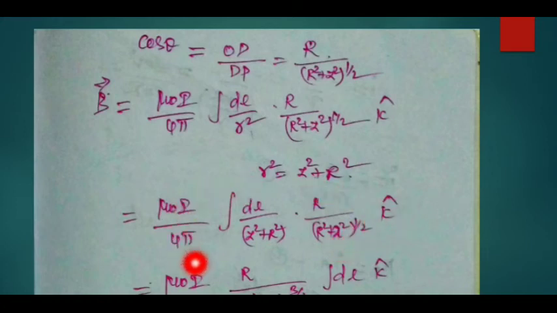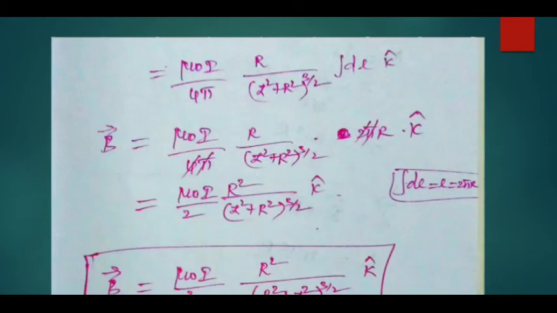Again, if I simplify, mu naught I divided by 4 pi, this r divided by z square plus r square to the power 3 by 2, since 1 plus 1 by 2 becomes 3 by 2. The remaining is integral dl into k cap. So it is equal to mu naught divided by 4 pi, r divided by z square plus r square to the power 3 by 2, integral dl into k cap.